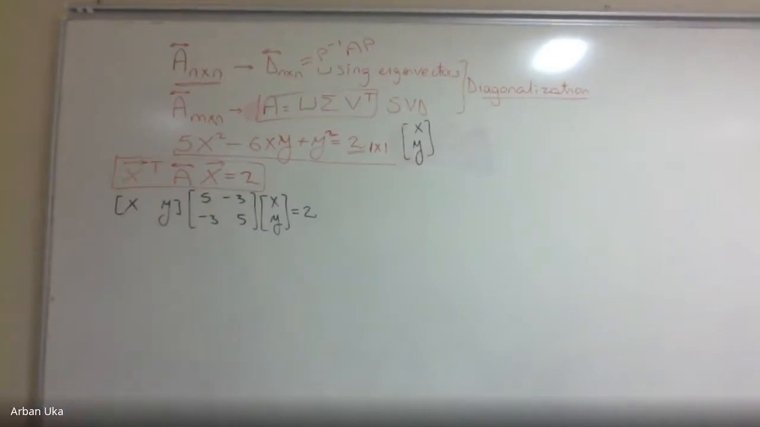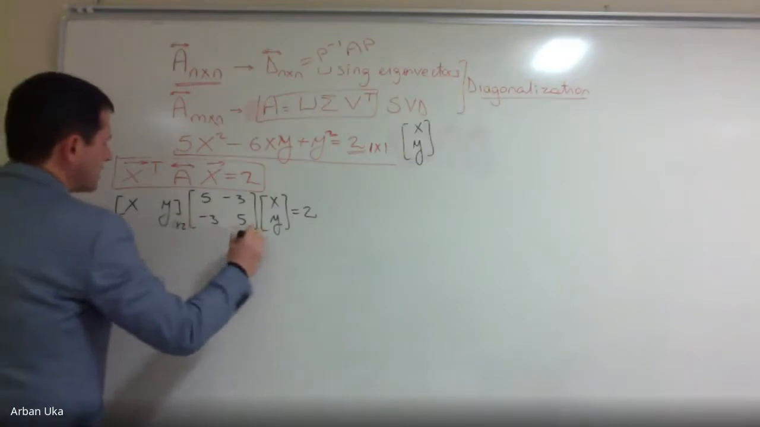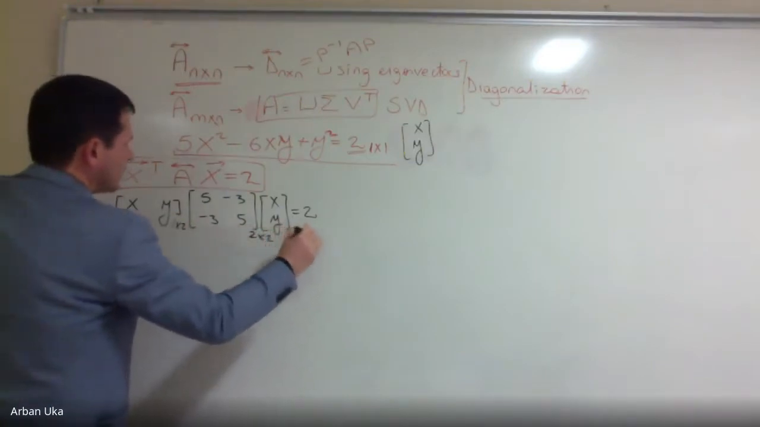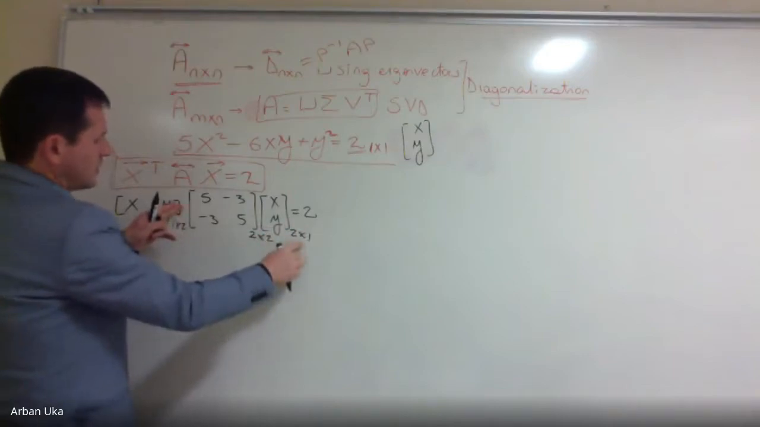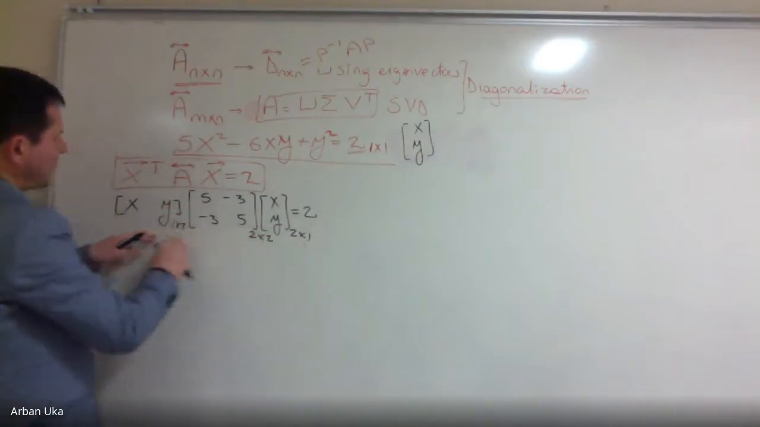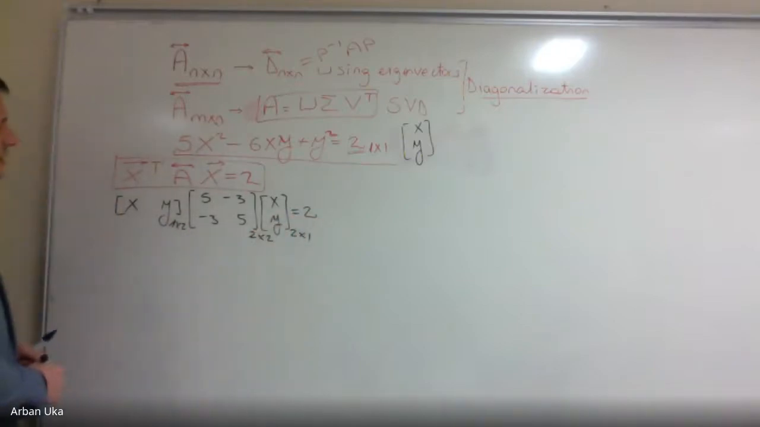If we have any doubt, first of all, the dimensions. Here we have 1 by 2. This is 2 by 2. This is 2 by 1. And if we multiply two matrices, which are 2 by 2 and 2 by 1, we get 2 by 1. If we multiply 1 by 2 by 2 by 1, we get 1 by 1. So this is what we can get. We can check whether this is true.